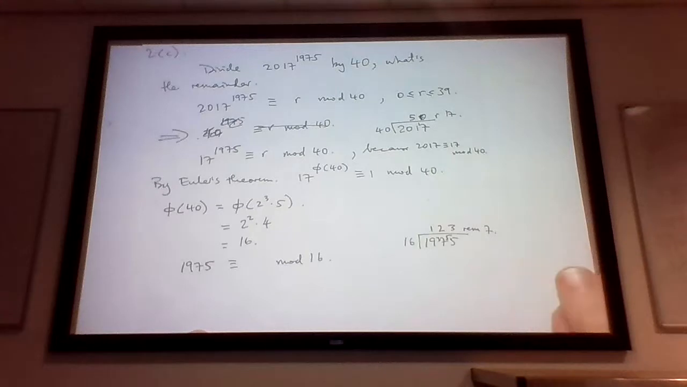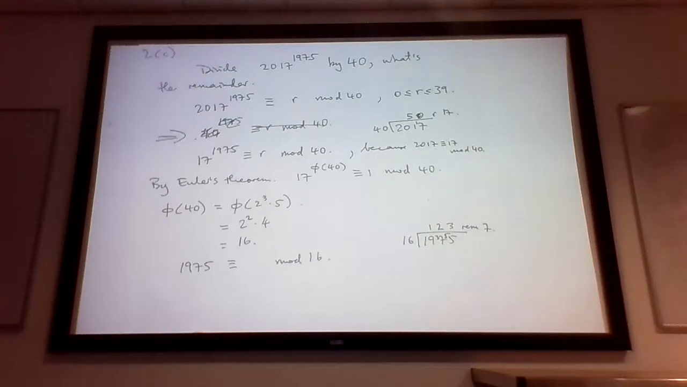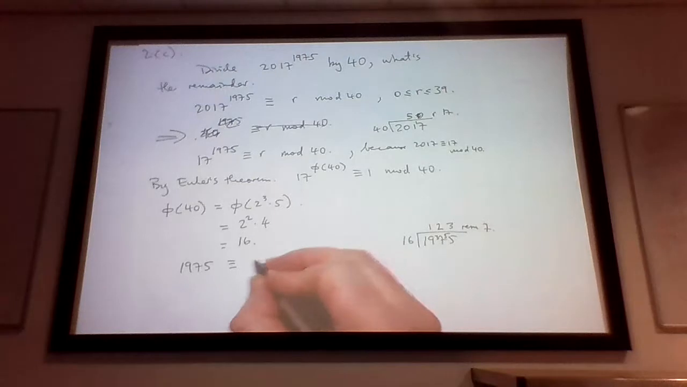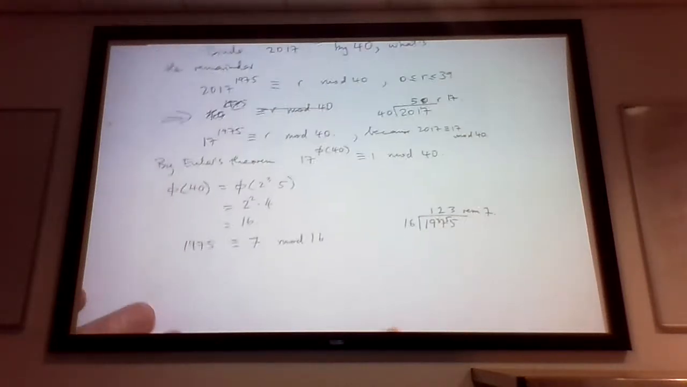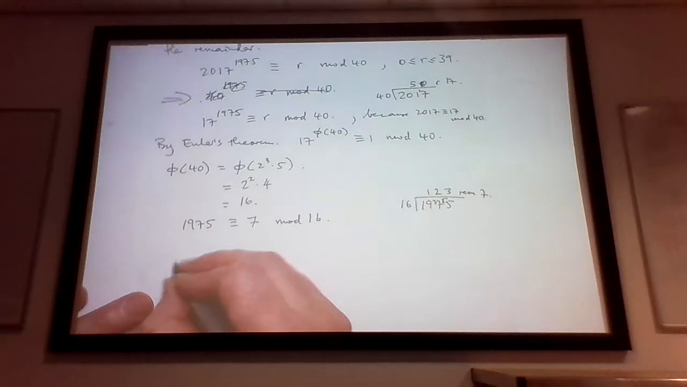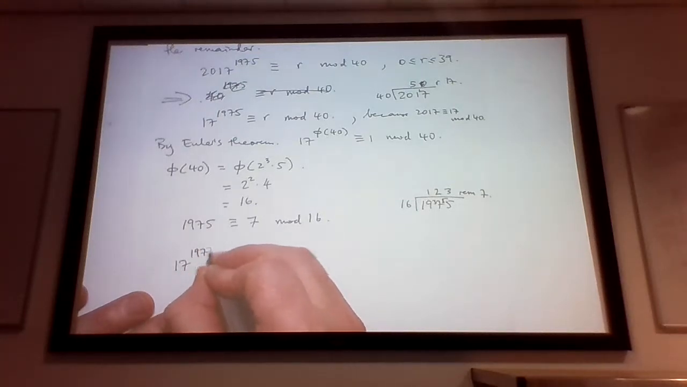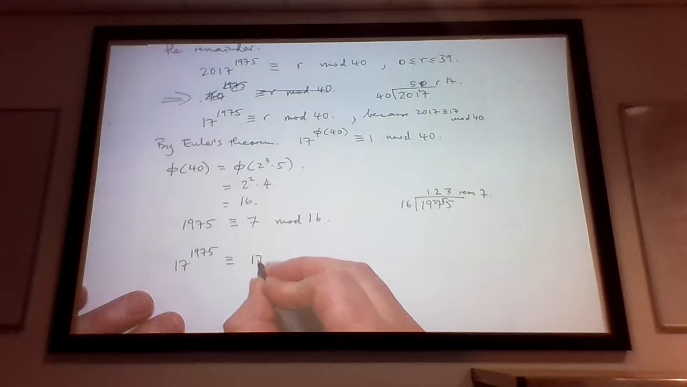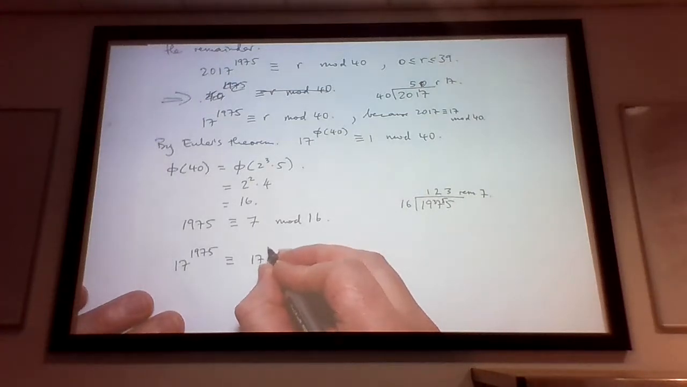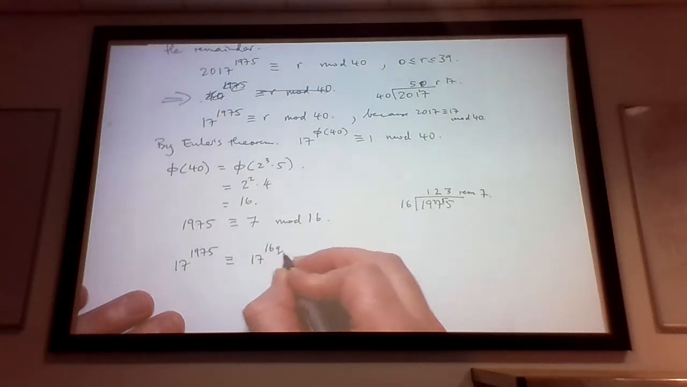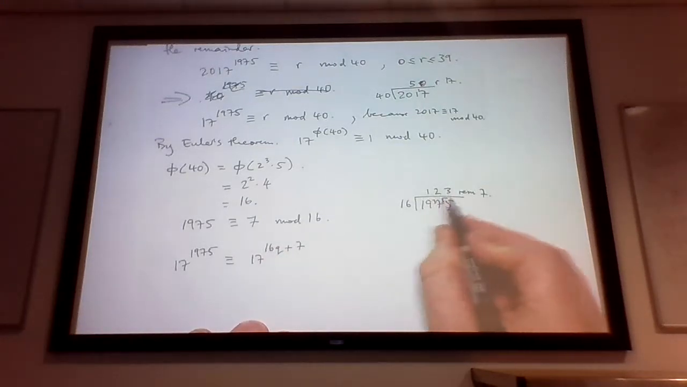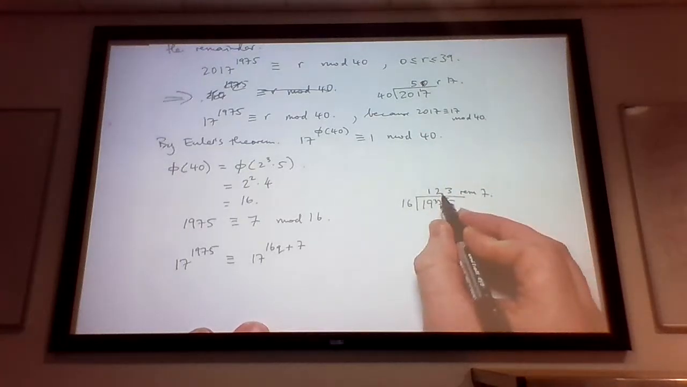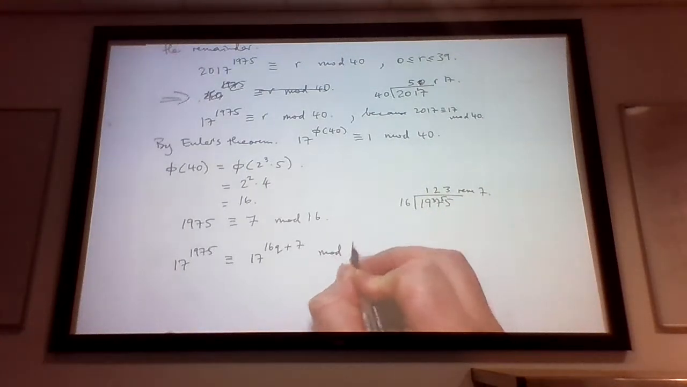48 plus 7 is 55. Yeah, remainder 7. So 1975 is congruent to 7 modulo 16. That's the remainder you get after you divide by 16. So my 17 to the 1975 is congruent to 17 to some multiple of 16 plus a remainder of 7. That's what I just found out here, 123. I'm not so interested in the 123. So this Q is 123 on 16.